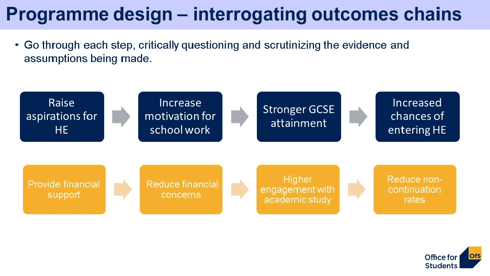As a starting point, it's really useful because it allows you to challenge some of your assumptions that you may not have challenged before. So how do you know that a summer school or an open day is going to result in increased attainment or increased knowledge of higher education? What evidence is that based on? How will you be able to measure if your activity is having an impact? Is there even data available to do that?